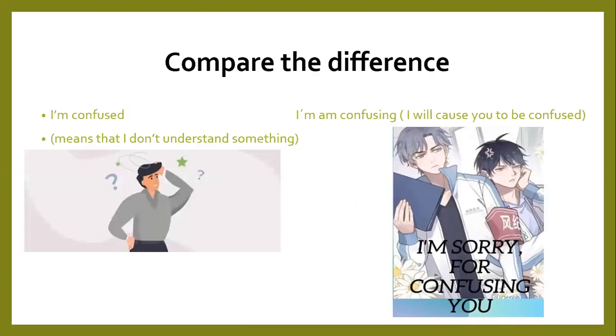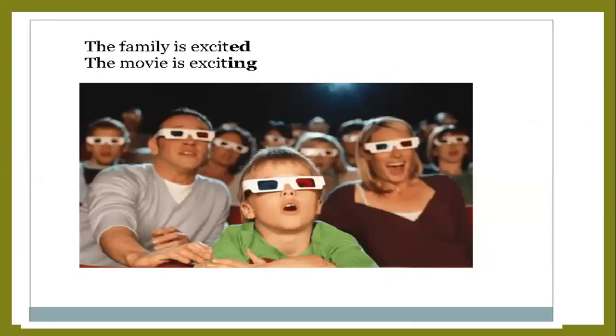Okay, we are going to compare these two sentences. I'm confused. I'm confusing. Okay, I'm confused means that I don't understand something. While I'm confusing is talking about how I am. I'm a confusing person. I will cause you to be confused. Okay, the next one. The family is excited. The movie is exciting. What do you think about these two?